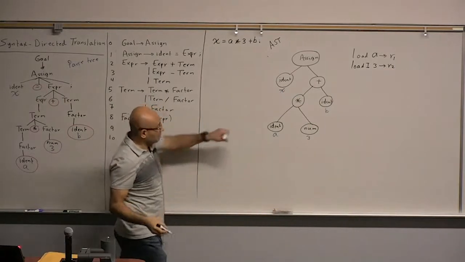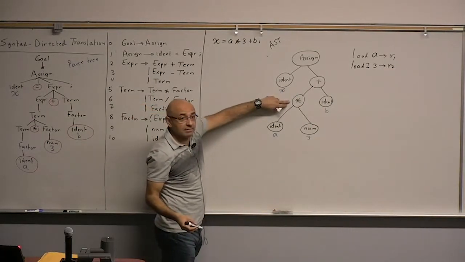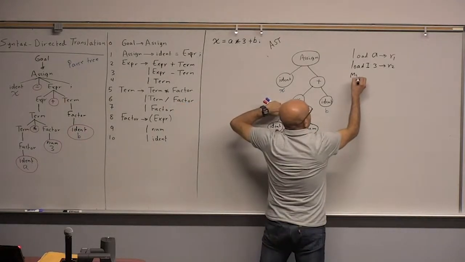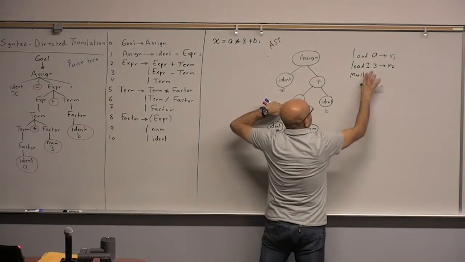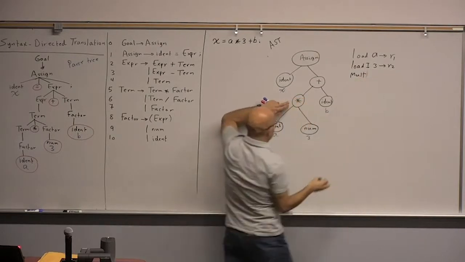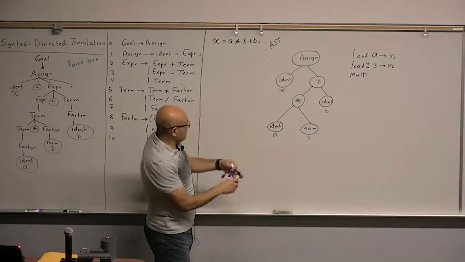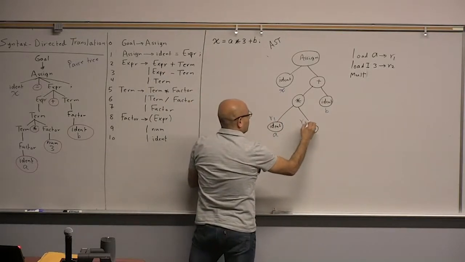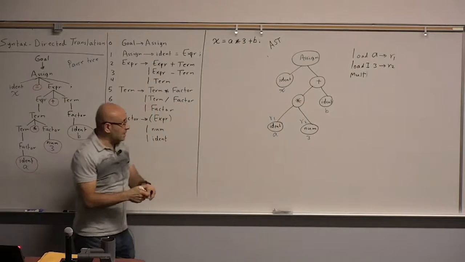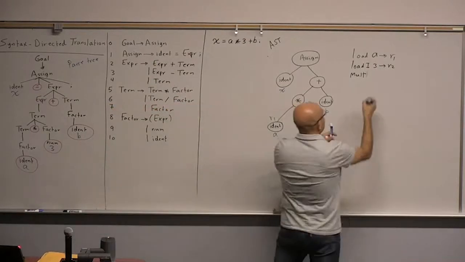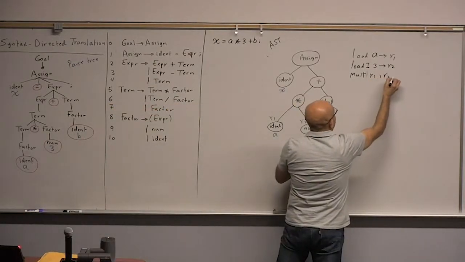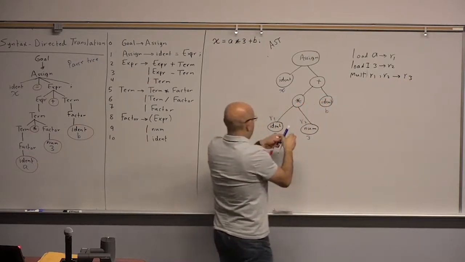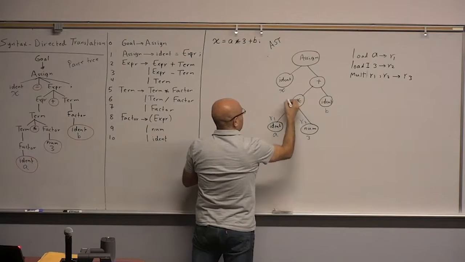Then, this node, what do we do here? Multiply. Multiply what with what? R1, R2. Exactly. So this gets loaded and the result is placed in R1, this gets loaded and the result is placed in R2. Now this multiply is going to multiply R1 and R2, and it's going to put the result in some other register R3. So the result of the multiply is going to be in R3.